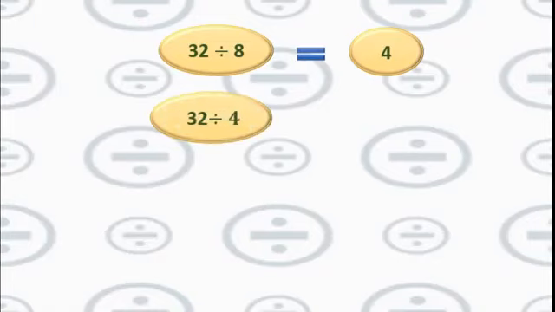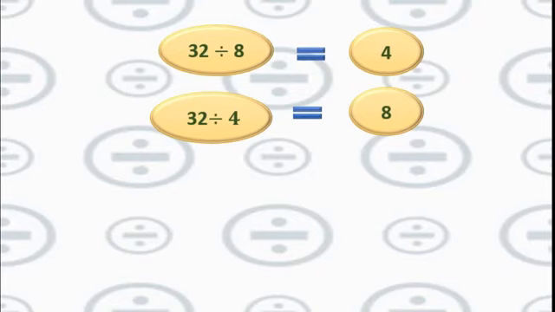Here it is 32 divided by 8. And we will recite here the 8 table. So 8 ones are 8, 8 twos are 16, 8 threes are 24, 8 fours are 32. So 4 is the answer. You know that, correct? Now, here I will divide this 32 by 4. What we will get? Yes, you know. 4 eights are 32. Isn't it?